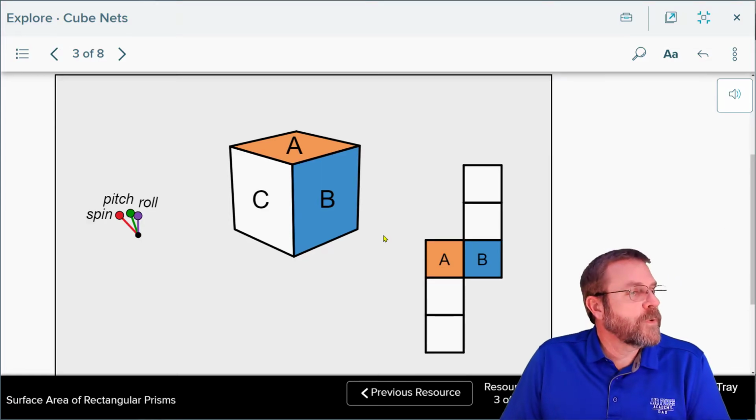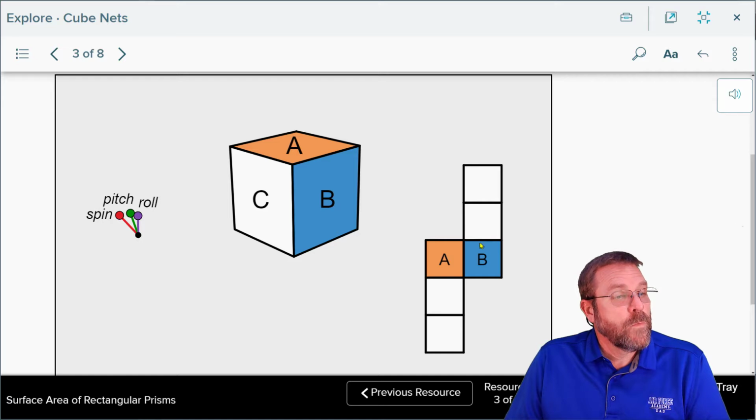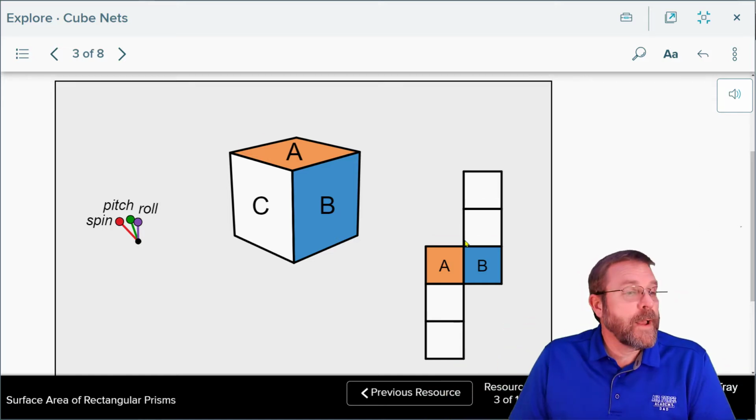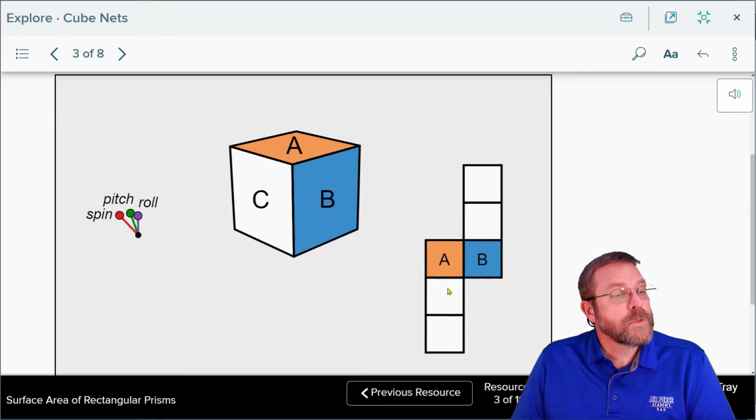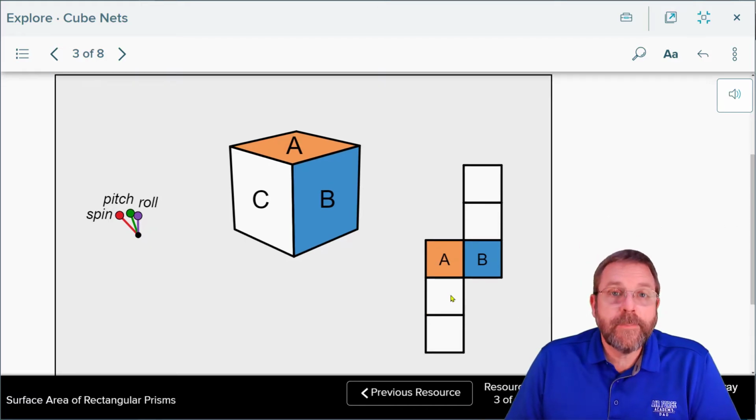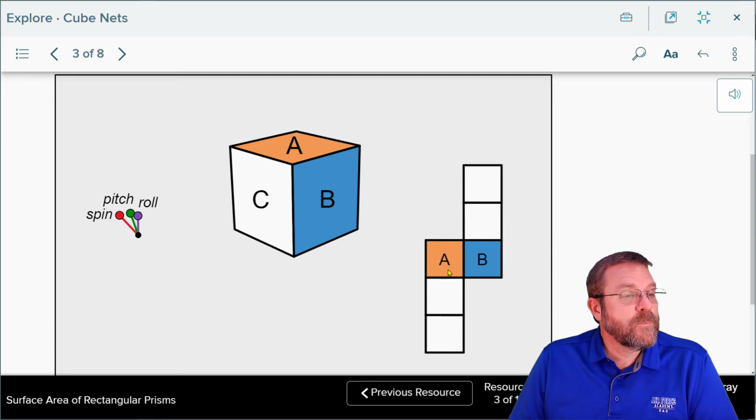It says to copy it on a separate sheet of paper. C could be this side right here, where when you folded it back up, this piece here would match that. Or C could be that spot there. Once again, when you fold that net back up, this piece would be touching both the A and the B.